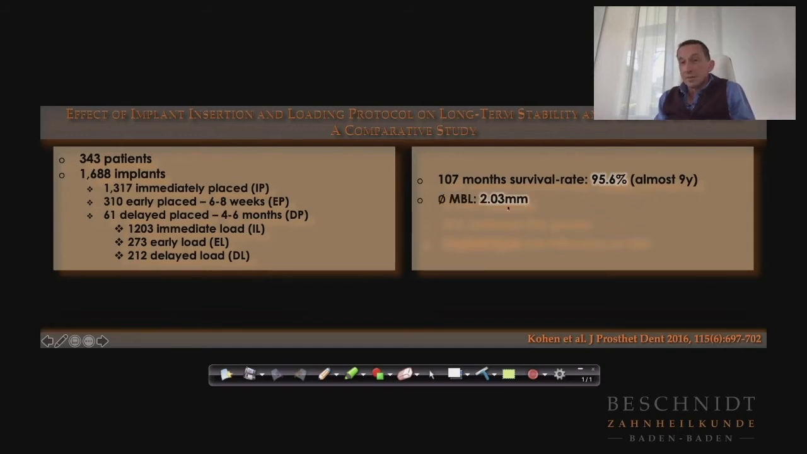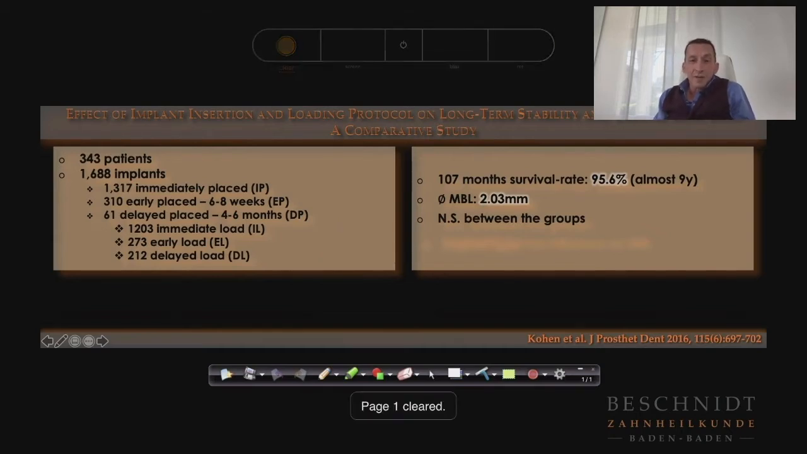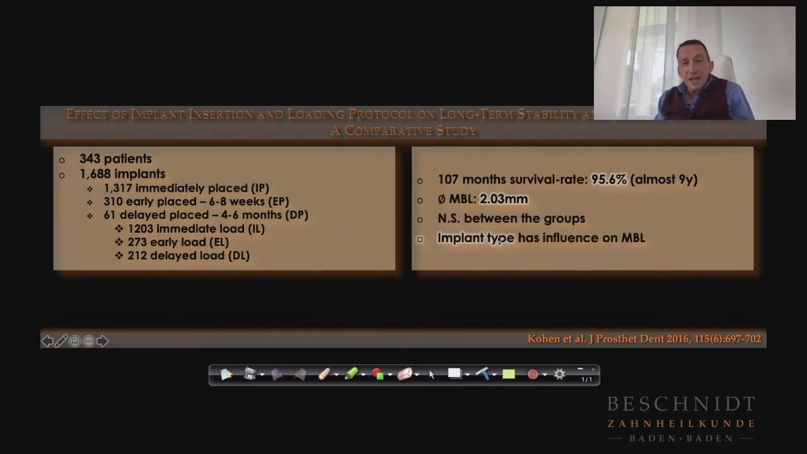The bone level, 2 millimeters, which is as well acceptable. There was no significance between all these groups, which means if you do it rather delayed with delayed, you don't have a difference, even if you do it immediately and immediately. And finally, the implant type might have an influence on the marginal bone level. So this was the first glance on which kind of implant we should take.